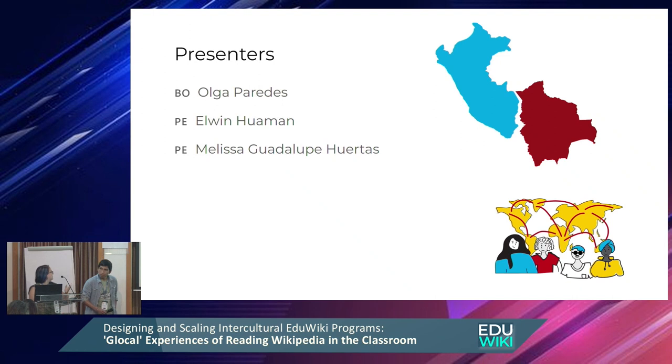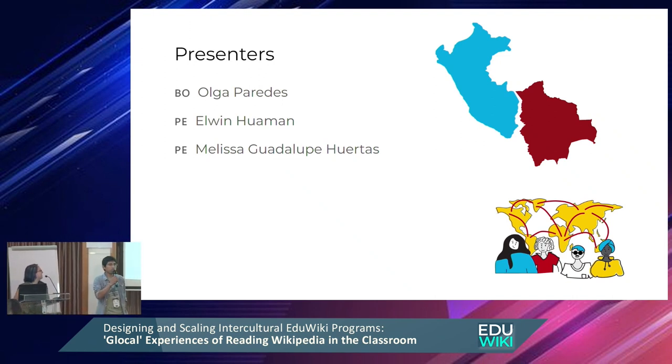Do you want to introduce yourself, Elwin? I'm Elwin Woman. I come from Peru. I'm from a Quechua community, and my main goal is always to bring Wikimedia projects to the Andes, which I think it's important to localize all the resources that the Wikimedia project has to local communities.